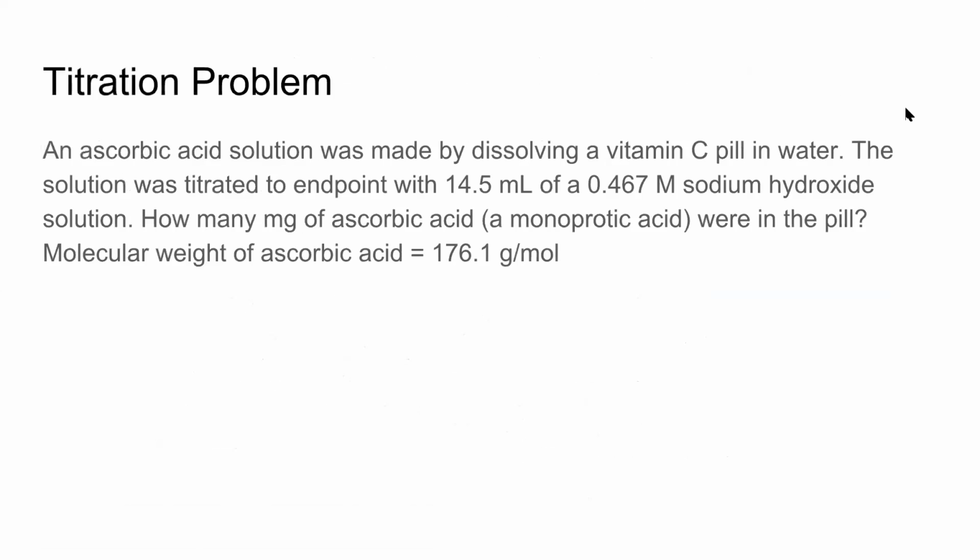So, problem. An ascorbic acid solution was made by dissolving a vitamin C pill in water. The solution was titrated to end point with 14.5 milliliters of 0.467 molar NaOH solution. We're trying to figure out how many milligrams of ascorbic acid, which is a monoprotic acid, was in the pill.